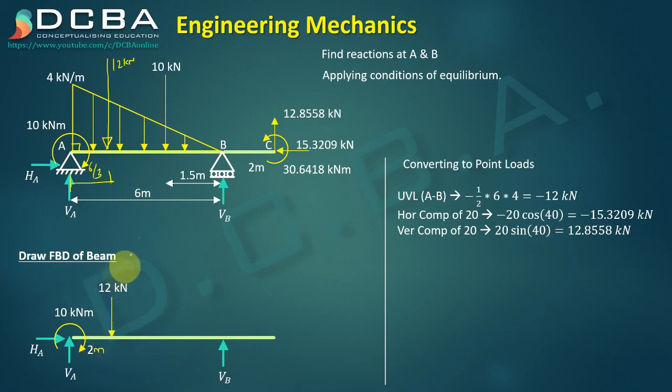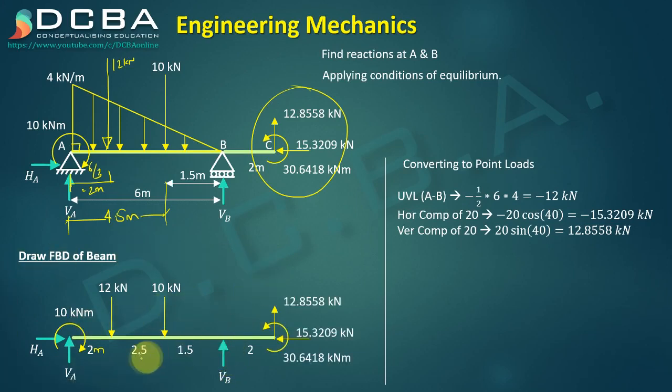After 12 kilonewton we have 10 kilonewton, which is acting like, if this is 1.5, right? So this total is 6 minus 1.5, which is 4.5 meters, and out of 4.5, if this is acting at 2 meters, therefore the remaining will be 2.5. Then we have VB, which is at 1.5 from 10. Then we have all these three forces.